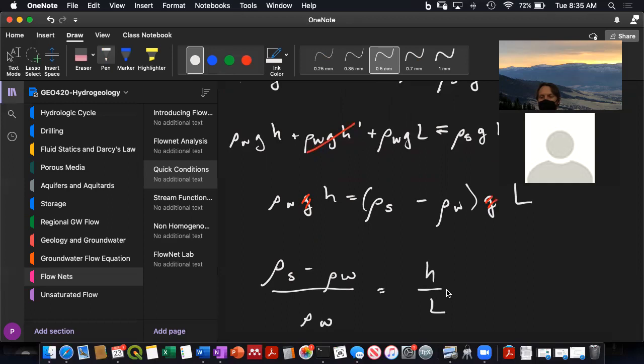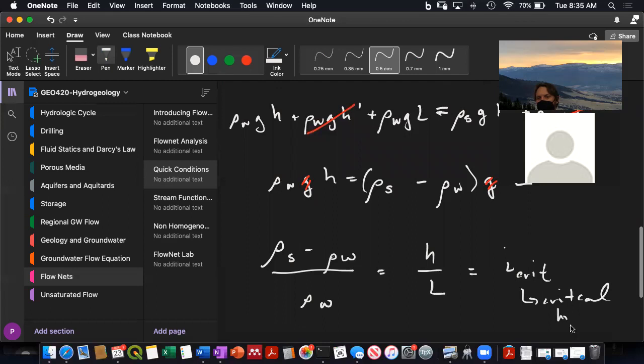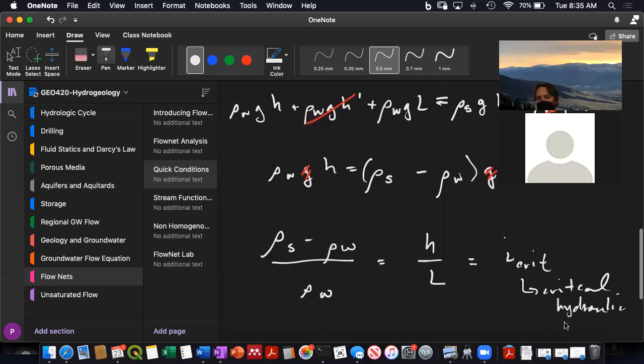All right. And this is equal to the critical hydraulic gradient. So this right here, this ratio is how you calculate the critical hydraulic gradient. This is the definition. If my head gradient is equal to this ratio, rho S minus rho W over rho W, then I have enough upward force to float my sediment.